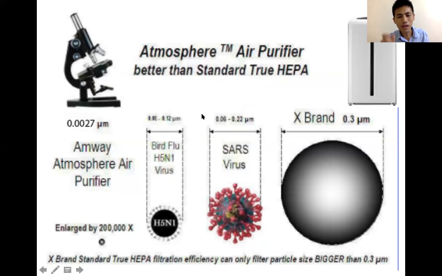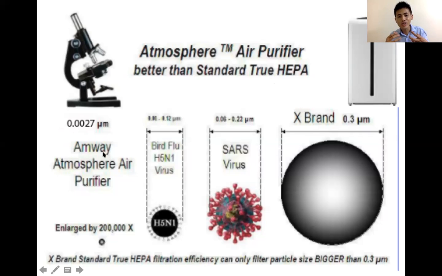All right. And for one filter to be classified as HEPA filter, as long as they pass the criteria of having the size of 0.3 micron, they are categorized as HEPA filter. But Amway HEPA filter is known as true HEPA because our size is 0.0027 micron. So this is 125 times smaller than the ordinary HEPA filter in the market. From Sharp, from Coway, from Kuku, from Daikin, from Panasonic, all the other brands in the market.